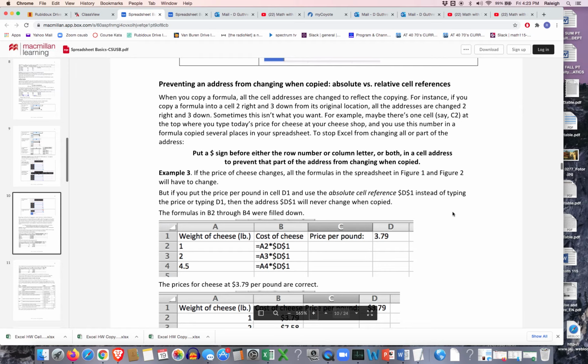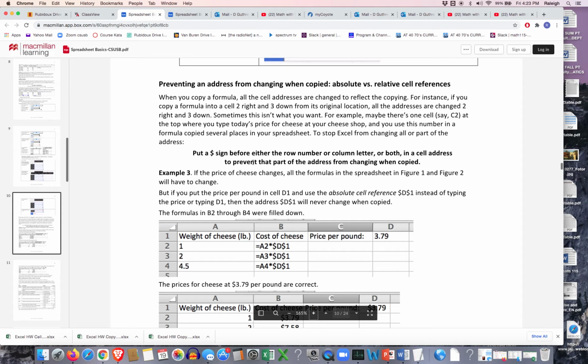So I'll say a few words about this. I don't know if I'm going to go too much into this, but I can say a few words. They call it absolute cell references versus relative cell references. When you copy a formula, all the cell addresses are changed to reflect the copying. So if you move it over, we haven't been moving over different columns, we're just going down the same column. And maybe there's one cell at the top where you type today's price of cheese, and maybe it changes every day.